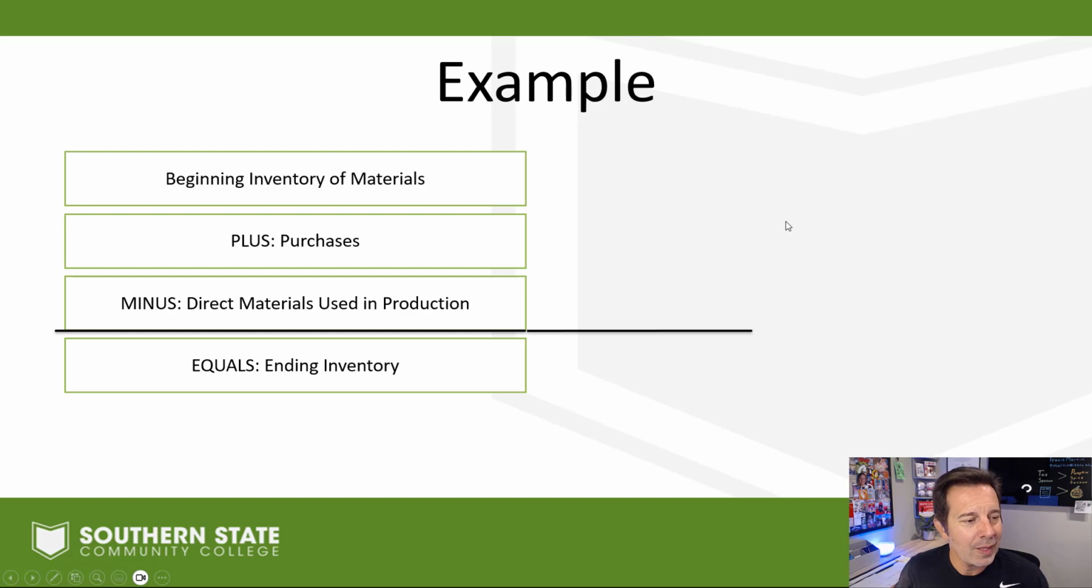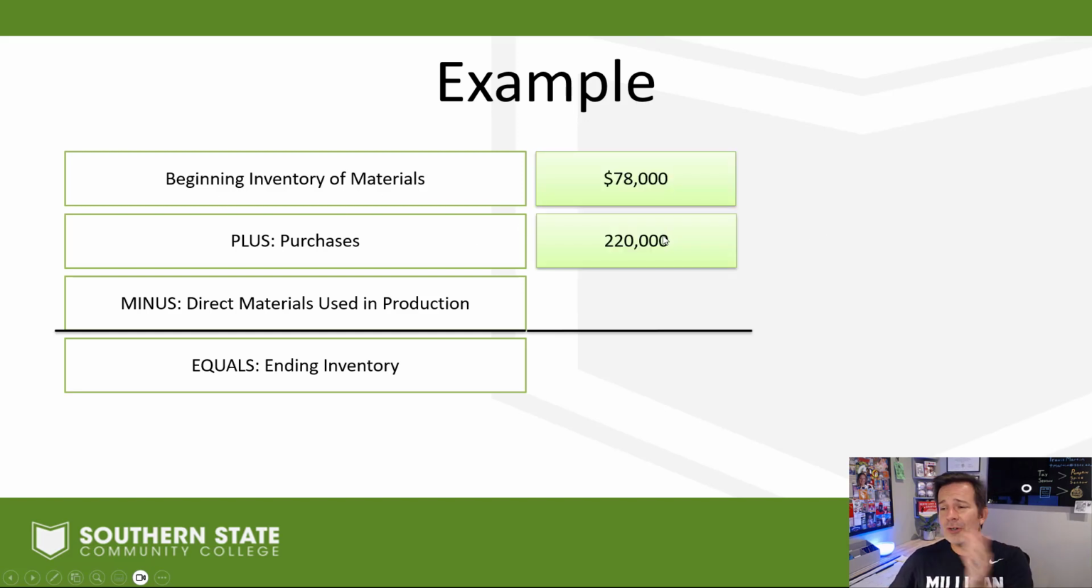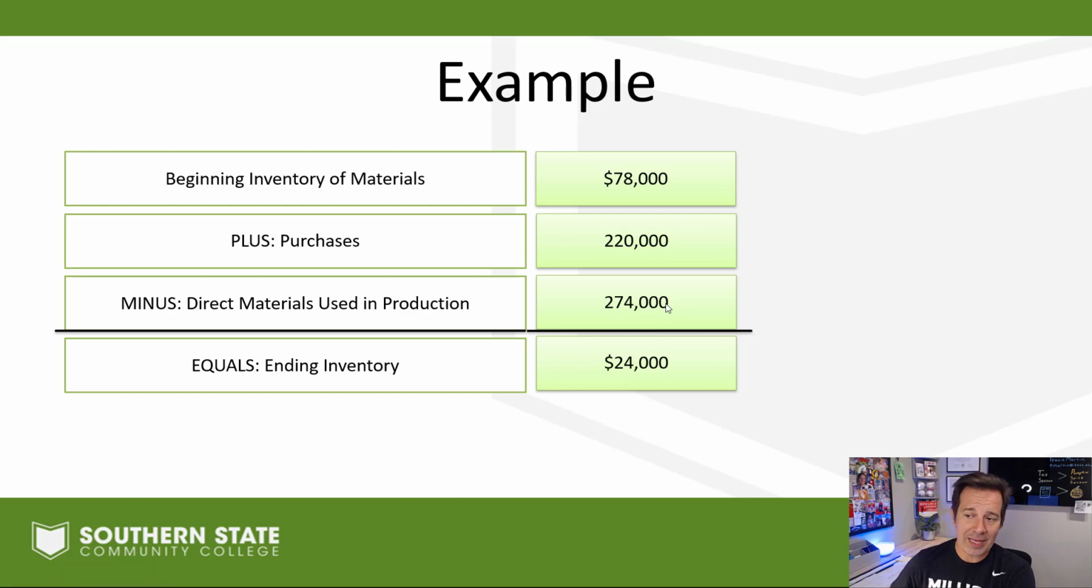So here we go. Beginning inventory, 78,000. We bought 220,000 more at Bingo Jeans. Add those two together, we get 298,000. We subtract out 24,000, we get 274,000. Easy as that. On your homework, you may have to fill out a schedule to make that calculation. It may have some different drop-down boxes or numbers to plug in, but it's going to follow that pattern right there.